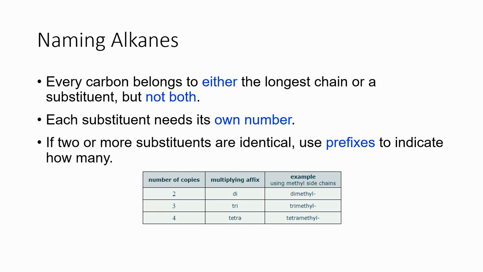And then if we have 2 or more substituents that are the same, then we're going to use prefixes. So if we have 2 methyls anywhere on the carbon chain, then we're going to call that dimethyl. So we're going to tell you where they are, and then dimethyl, and then whatever the parent chain is. Okay. And this box is also on your sheet. So if we have 4 methyls, it's going to be tetramethyl. Or if we have 4 ethyls, it'll be tetraethyl. Okay. Questions so far?